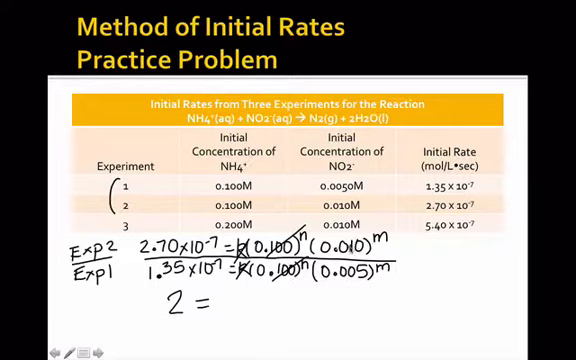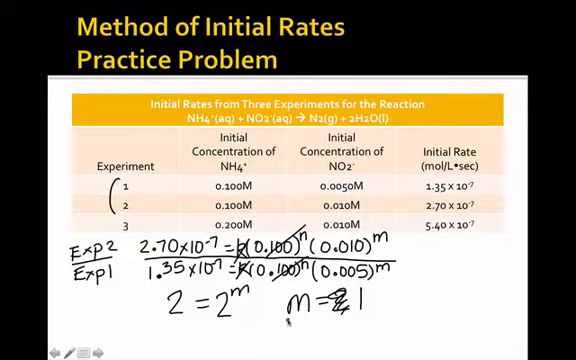And that's equal to, if I take 0.01 divided by 0.005, I get 2. And there's my power of m. So 2 raised to the first power again is going to give me 2. That means m is also not 2, but 1. So m is 1. That means that we found out that the order of the reactant of ammonium is 1, and then this order of the nitrite is also 1.